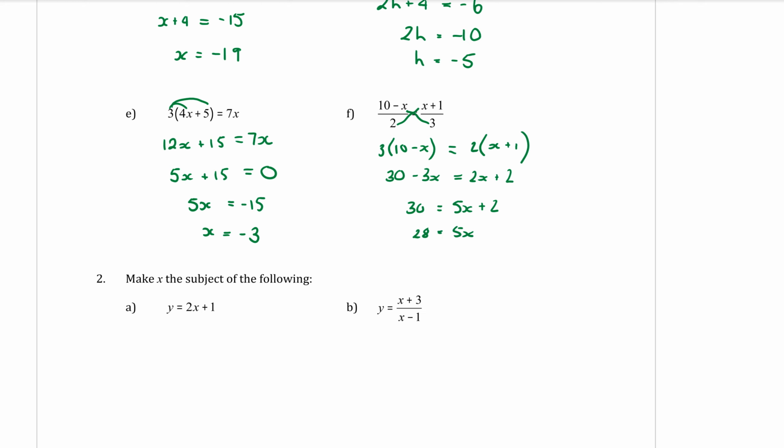And then dividing by 5, you can either leave it as an improper fraction or a mixed numeral. Calculator will do all that for you.